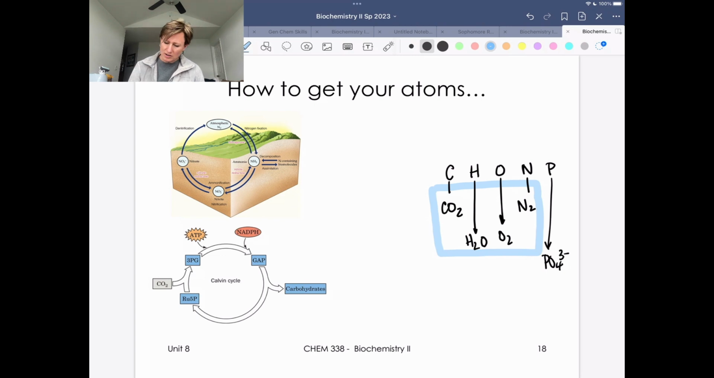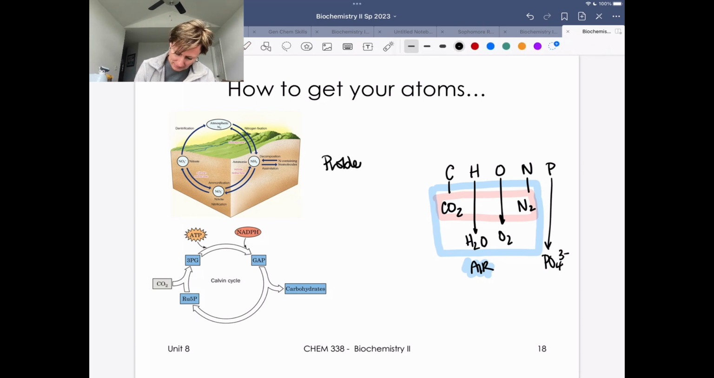So these all are gases in the air. So a pretty easy and readily available source. But the reason I've drawn this diagram the way I have is these guys are particularly problematic. So these guys are problematic. And here's why.